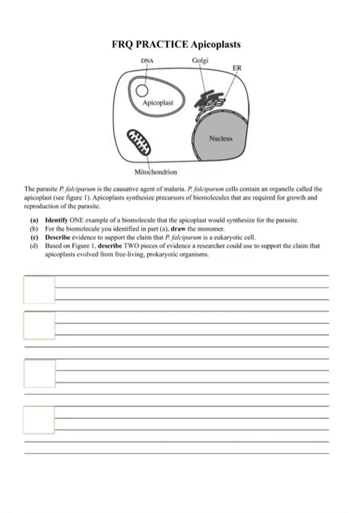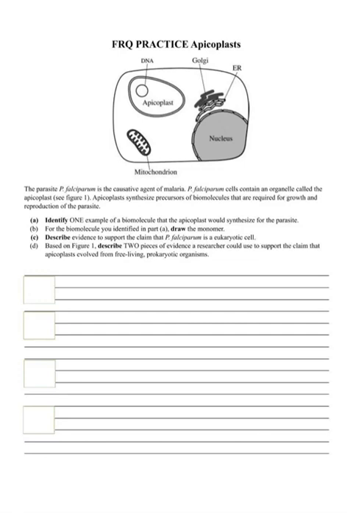This prompt says that the parasite P. falciparum is a causative agent of malaria. P. falciparum cells contain an organelle called the apicoplast. See Figure 1. Apicoplasts synthesize precursors of biomolecules that are required for growth and reproduction of the parasite. So, Part A says to identify one example of a biomolecule that the apicoplast would synthesize for the parasite.